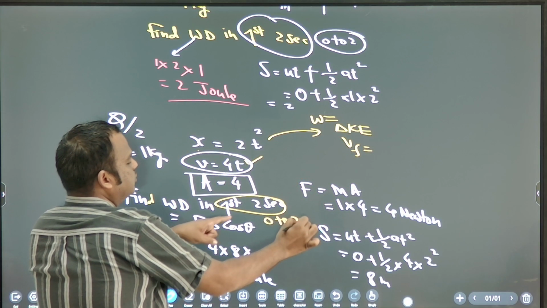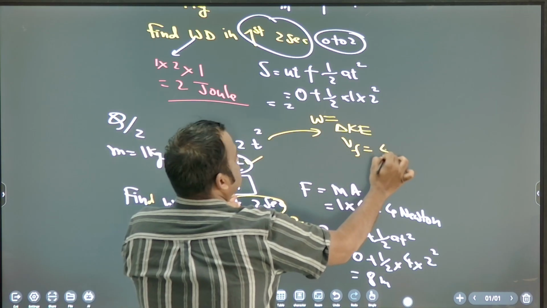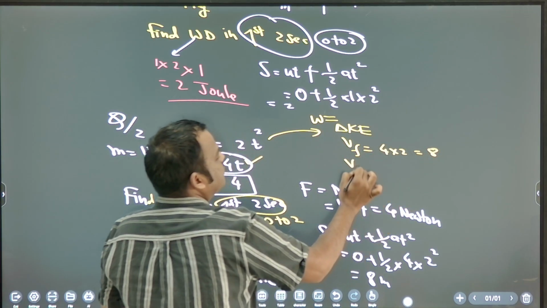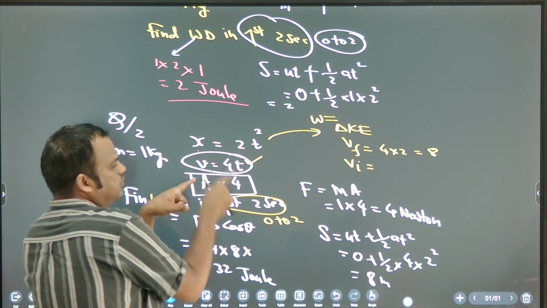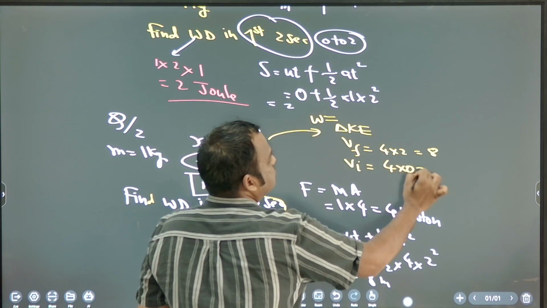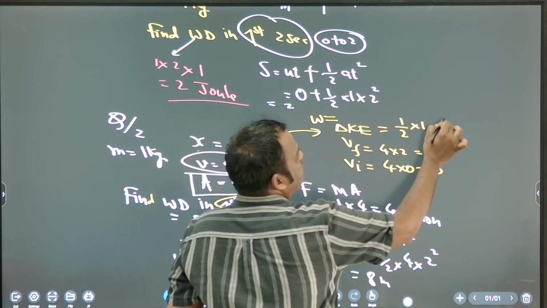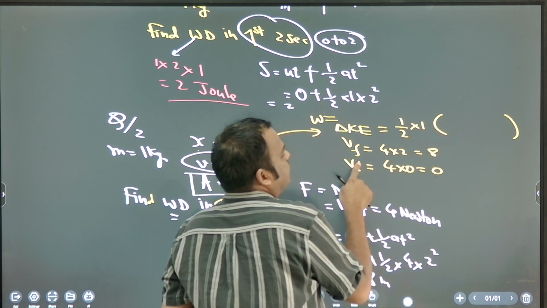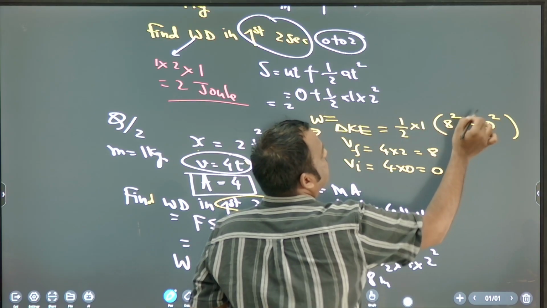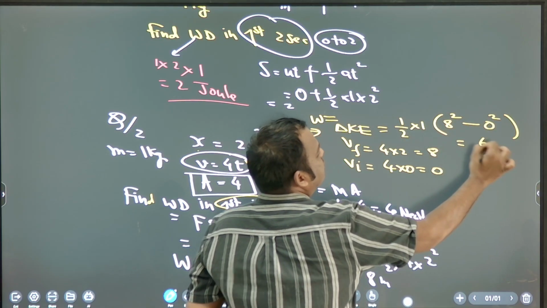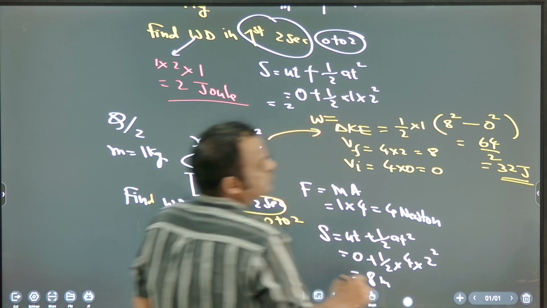Put 2 here. 8. Very good. So 4 into 2, 8. What is initial velocity? At 0. At 0, what is 0? 4 into 0, 0. Now change in kinetic energy means half m, mass is 1, final speed square minus initial square, correct? So 64 by 2. So 32 joule. Okay.